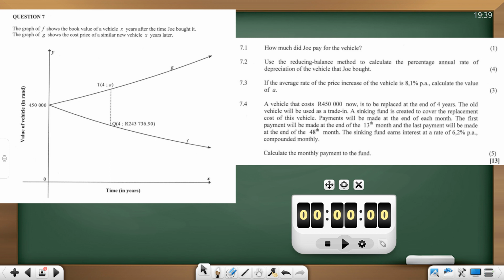You read the whole question, so I'm not going to waste time reading. How much did Joe pay for the vehicle? 450,000, right? Good. Use the reducing balance method to calculate the percentage annual rate of depreciation. Okay, almost done. Let's give you guys just 2 or 3 minutes to finish. 3 minutes maximum, please.